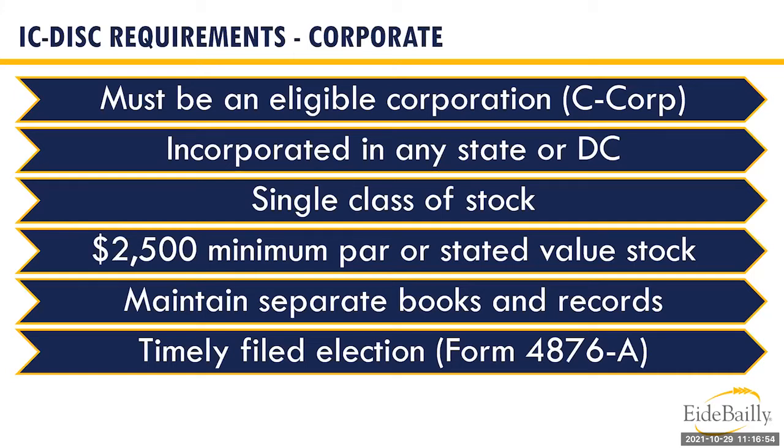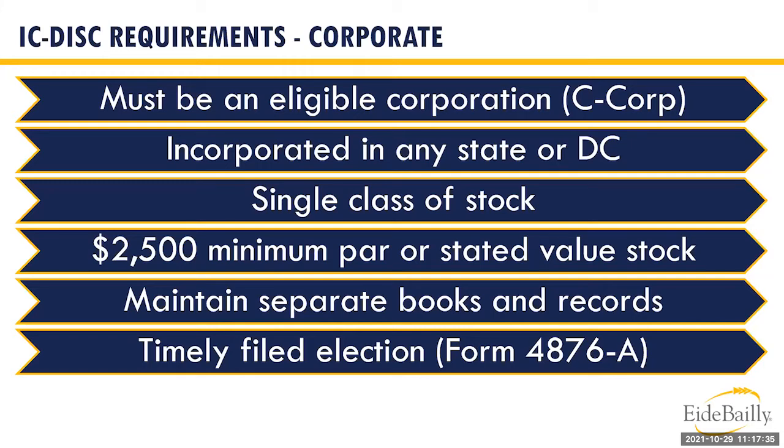So starting with the eligible corporation requirement. The IC DISC has to be a separate legal entity. So you have to set up what's called an eligible corporation, which is basically just a C corporation. And that corporation has to be incorporated in any of the US states or District of Columbia. It can only have one class of stock that it issues, and that has to be a minimum of $2,500 par or stated value. The IC DISC entity has to maintain separate books and records apart from the operating company.